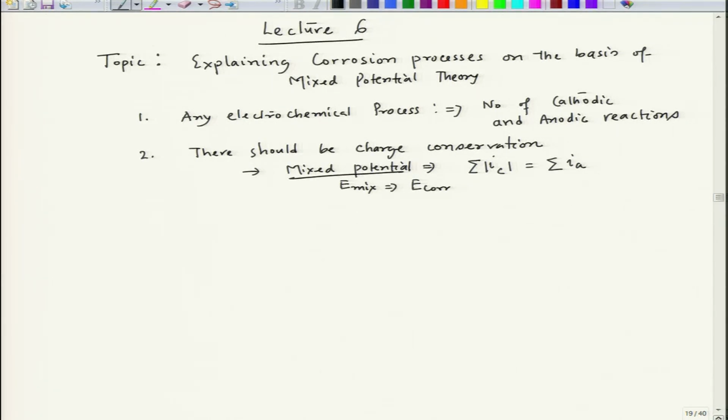While we discuss this, we need to make use of our understanding of polarization, and we have already seen these two polarizations: concentration polarization and activation polarization. Initially, we will see processes based on activation polarization, and we will also consider some corrosion processes where concentration polarization is used to understand that particular process.